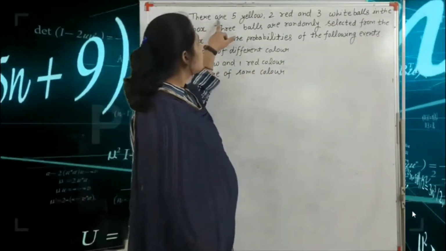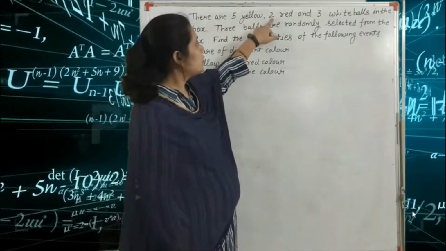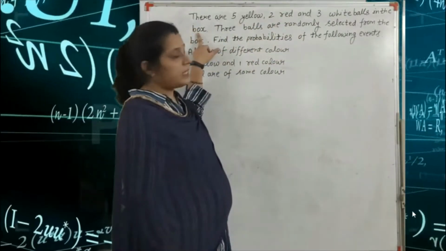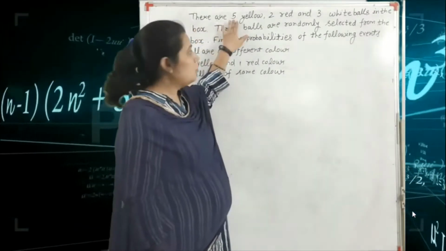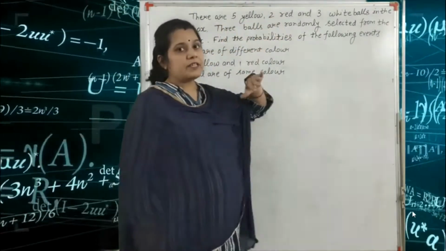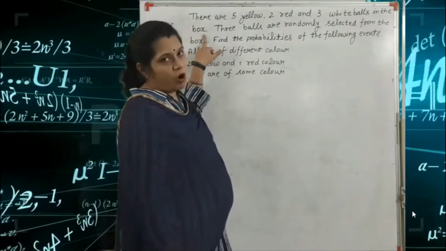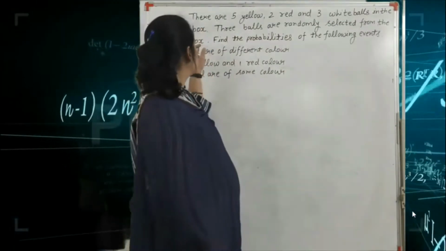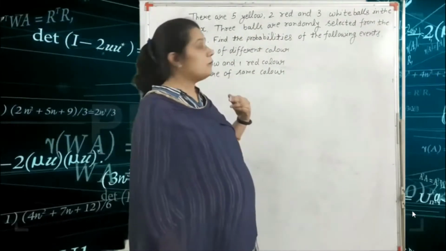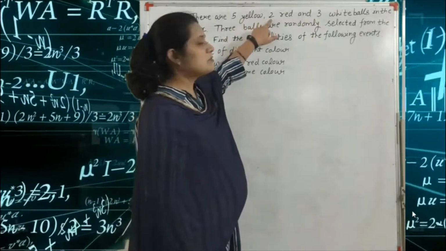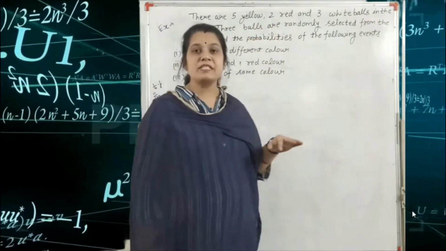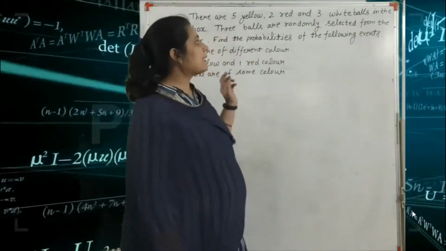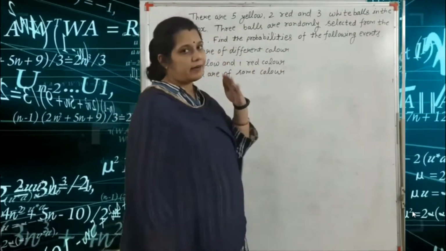See here, there are 5 yellow, 2 red and 3 white balls in the box. Three balls are randomly selected from the box. That means we have a total of 5 plus 2 is 7, plus 3 is 10. That means we have 10 balls in a box, and 3 balls are taken out randomly.